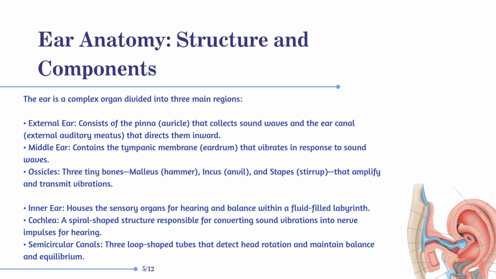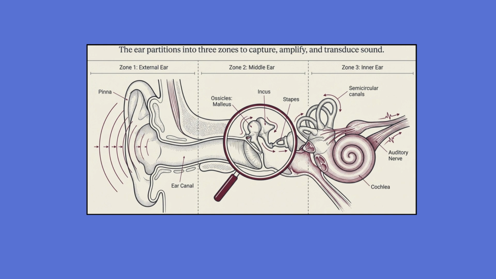So we will see the structure. In this, there are three zones: external ear, middle ear, and inner ear. You are watching this clearly. Three divisions in the ear. Outer has the pinna and ear canal. Then we have the middle ear, ossicles: malleus, incus, stapes. Then we have semicircular canals, and then the auditory nerve through which the signals go to the brain. Then we have the cochlea also in the lower part.